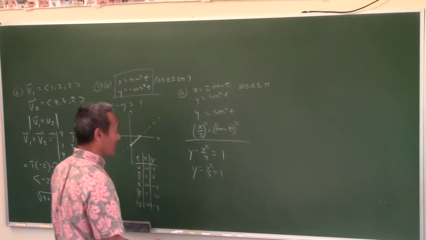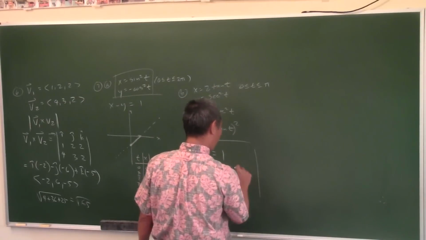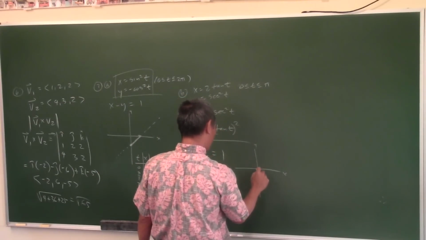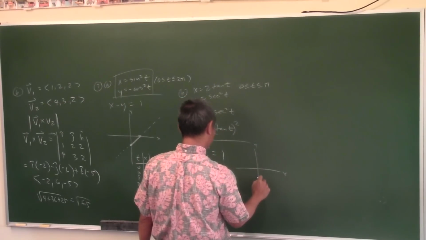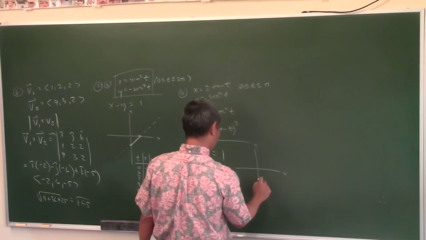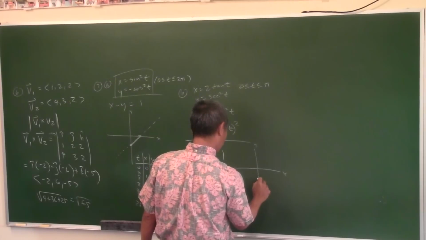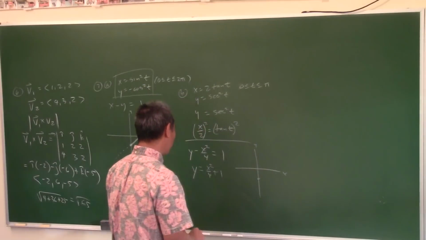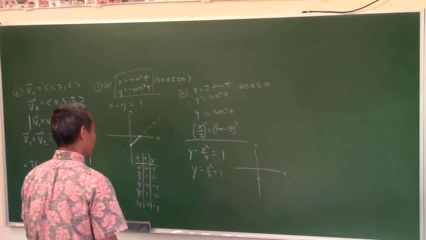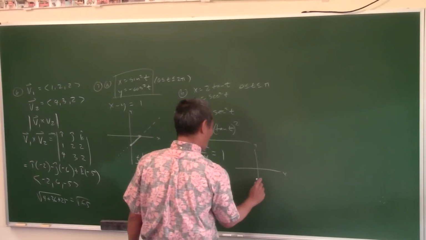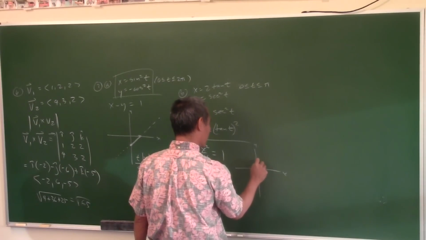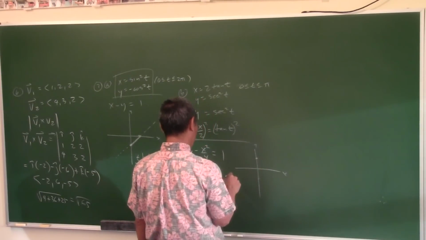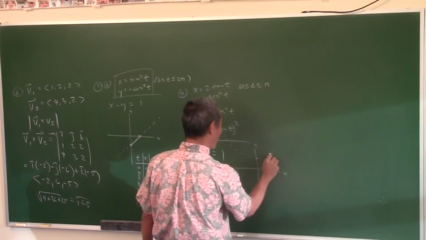That's a parabola. So this is a parabola shifted 1 unit down, and it's opening up. Oh, what am I saying, 1 unit down? Duh, it's 1 unit up. That's what happens when it's too early in the morning. And it's kind of wider, so it looks like that.